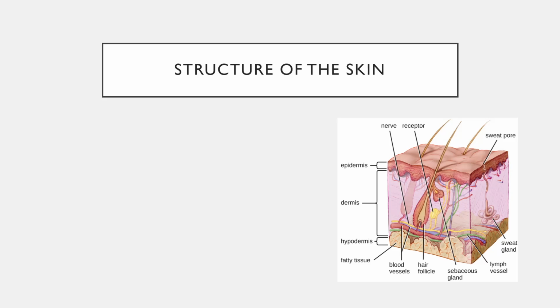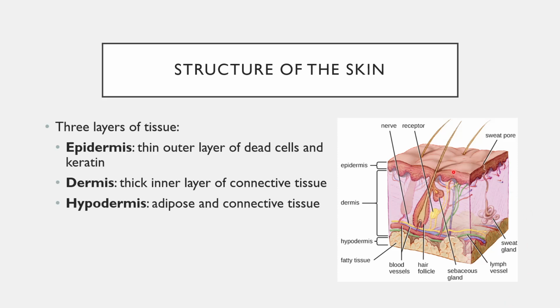So we'll start here by taking a look at the structure of the skin. The skin has 3 layers of tissue, starting at the outermost layer with the epidermis, which is a thin layer of dead cells and keratin that resides on the outer surface of the dermis, which is the middle layer. It is thicker and is comprised of connective tissue, and underneath the dermis is the hypodermis, which is composed of adipose or fat tissue, as well as more connective tissue.